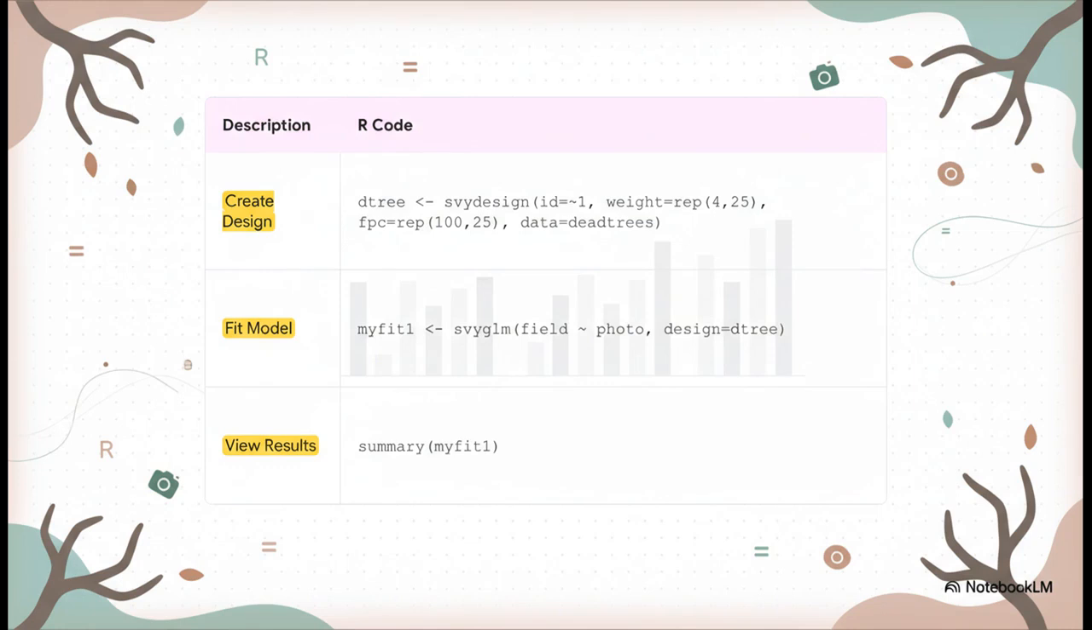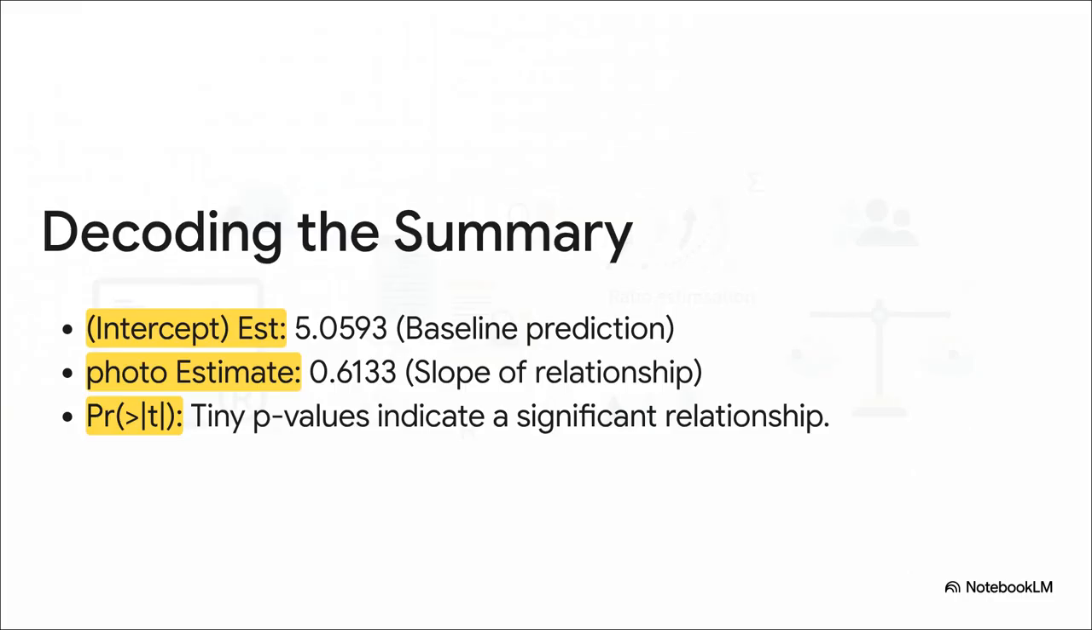The svydesign function should look pretty familiar by now. The new piece of the puzzle is svyglm. Inside, we use this formula syntax, field ~ photo. That's just R's shorthand for saying, I want to predict the field count of dead trees, and I'm going to use the photo count as my predictor variable. And the summary output is where you find all the good stuff.